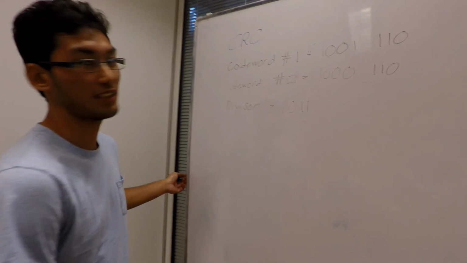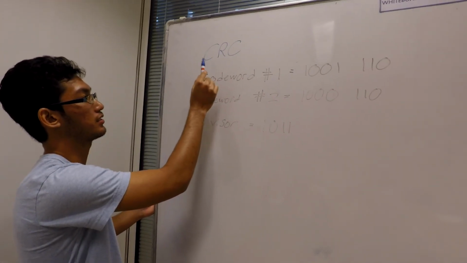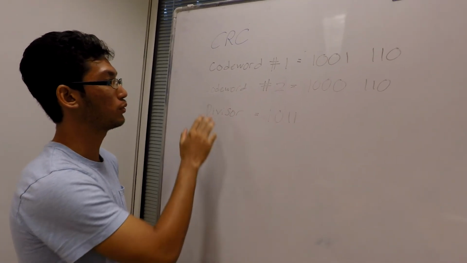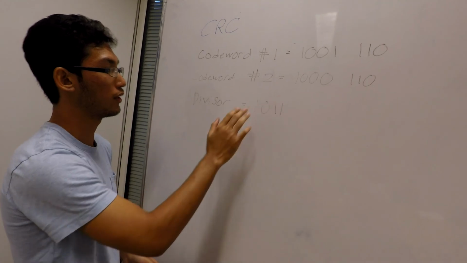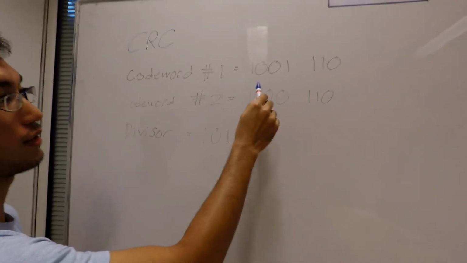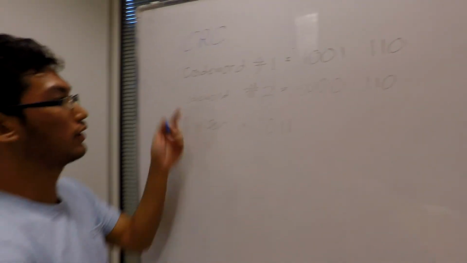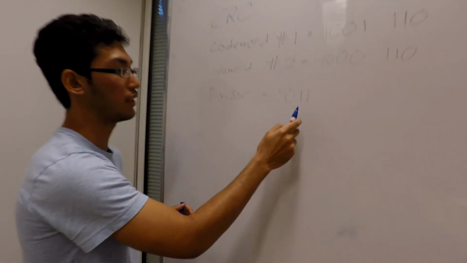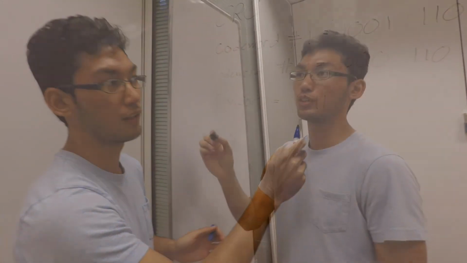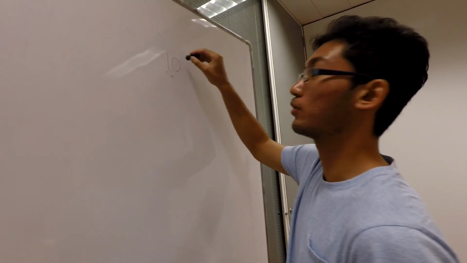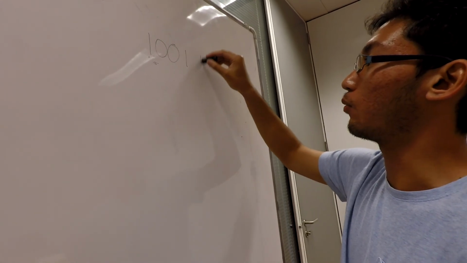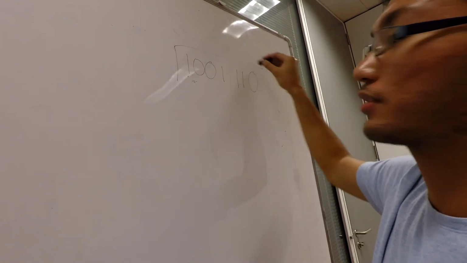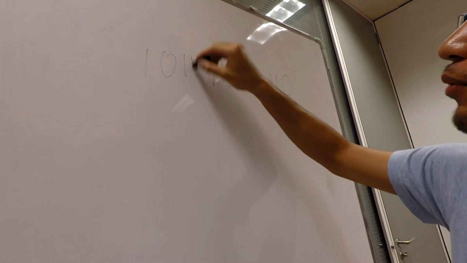Today we want to learn about CRC, which means cyclic redundancy check. Okay, now we have code word number 1 and code word number 2, meaning this number and then this number. One of them is not valid. So how do we check? We have a fixed divisor that is 1011. The code word there is 1 0 0 1 1 1 0, and the divisor is 1 0 1 1.